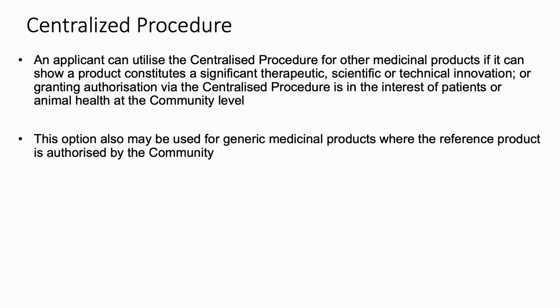Now, continuing again with the centralized procedure, an applicant can utilize the centralized procedure for other medicinal products if it can show a product constitutes a significant therapeutic, scientific, or technical innovation, or granting authorization via the centralized procedure is in the interest of patients or animal health at the community level. Now, this option also may be used for generic medicinal products where the reference product is authorized by the community.